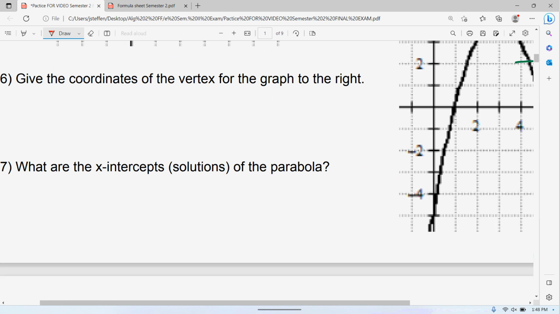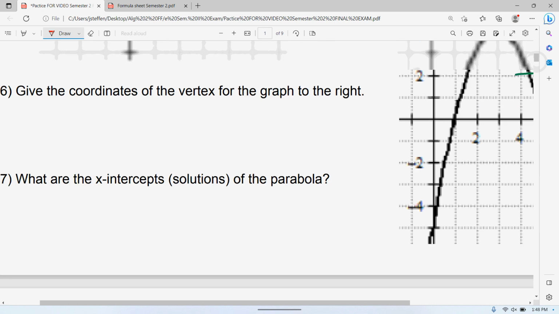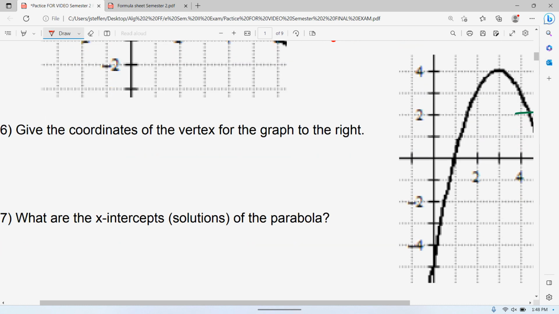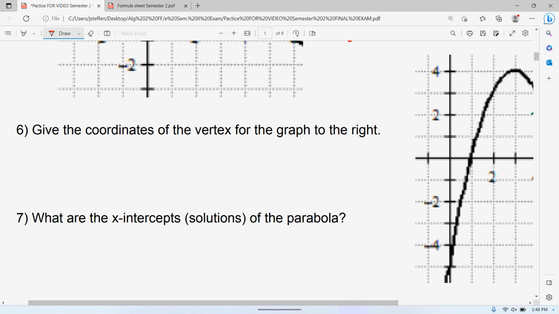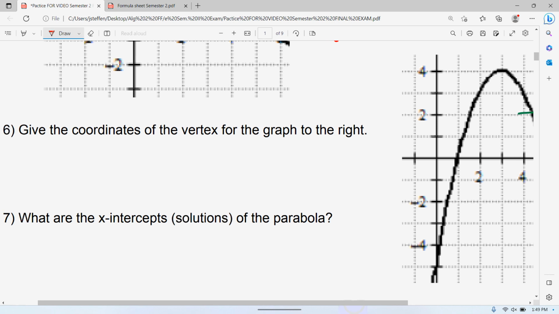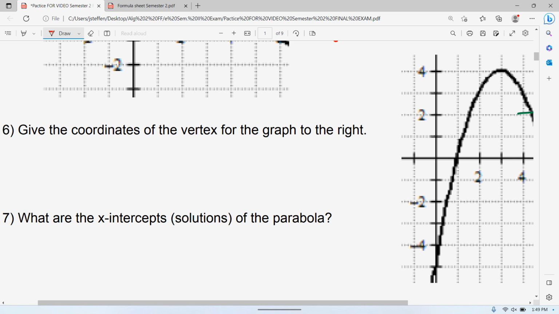So this next one has a couple questions about this parabola here. Now, I gave myself a lot of room so I could show different ways and so you could read my handwriting. So if you're wondering how I'm already at the bottom of page 1 and yours isn't there yet, that's okay. So give the coordinates of the vertex to the graph on the right.